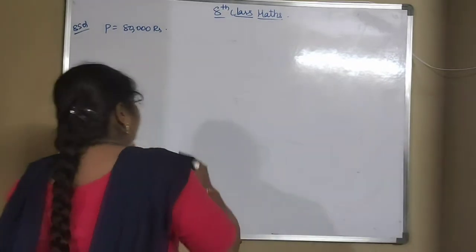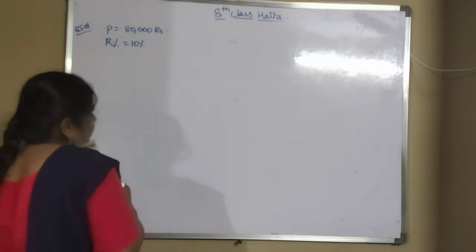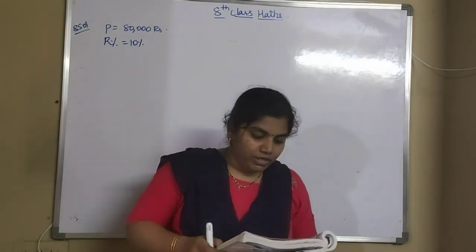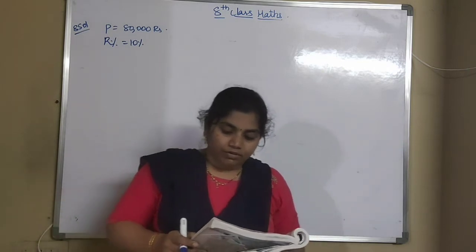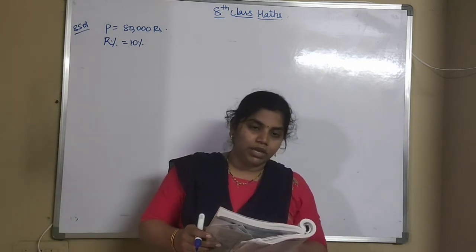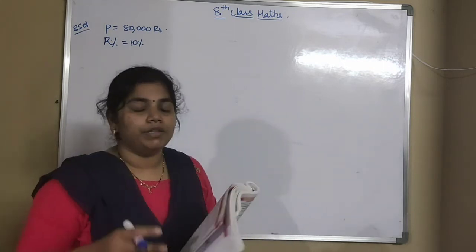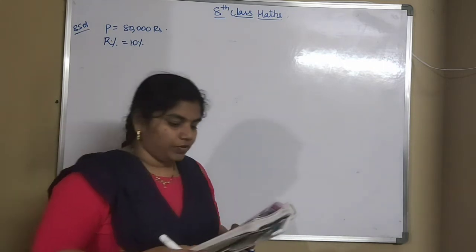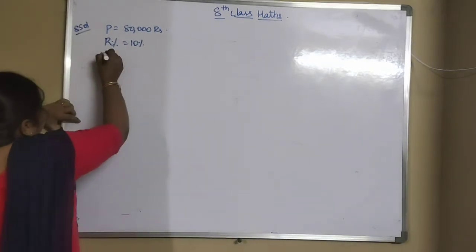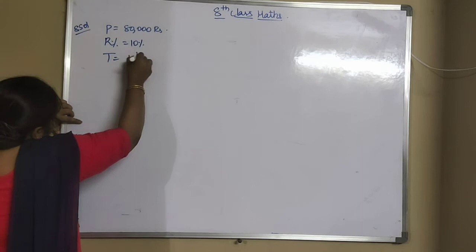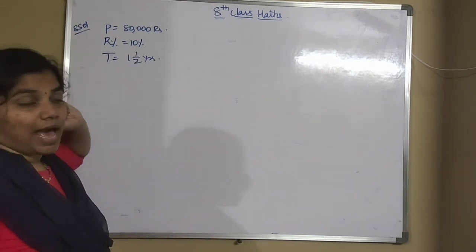And the rate of interest is 10% per annum. So what is the rate of interest here? 10% per annum. Find the difference in the amount he should pay after 1 1/2 years if the interest is compounded annually and also compounded half yearly. For half yearly also we have to find, and for annually also we have to find. So what is the time here? That is 1 1/2 years.